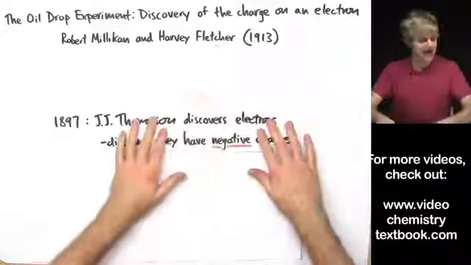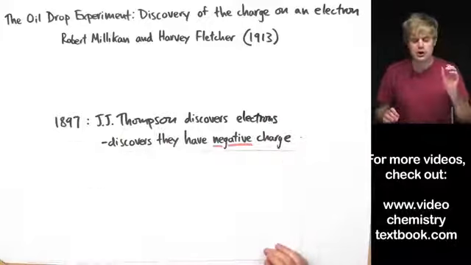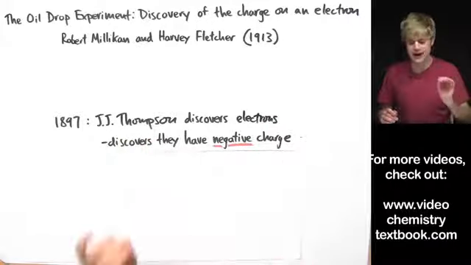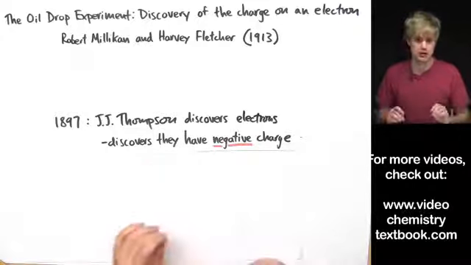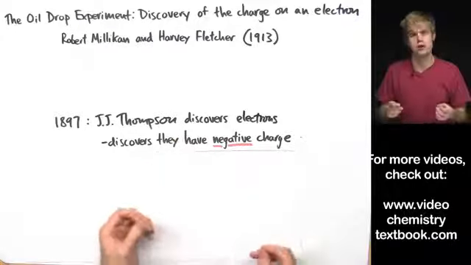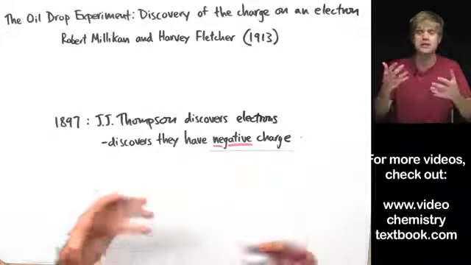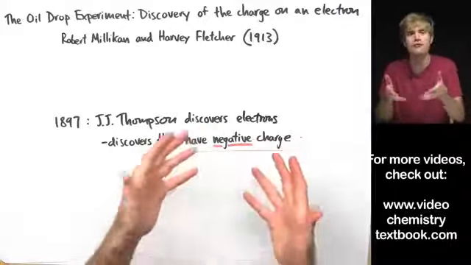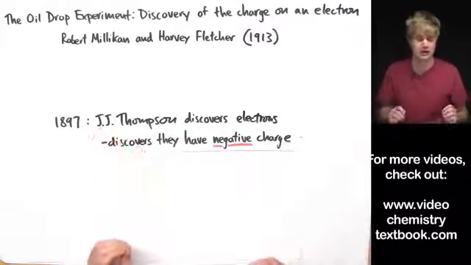Before this happened, in 1897, J.J. Thomson discovered that atoms have electrons, and he discovered that electrons have negative charge. But he wasn't able to figure out how much negative charge electrons have, because charge is something that can come in different amounts. So scientists wanted to put a number on it, to figure out exactly how much negative charge each electron had.